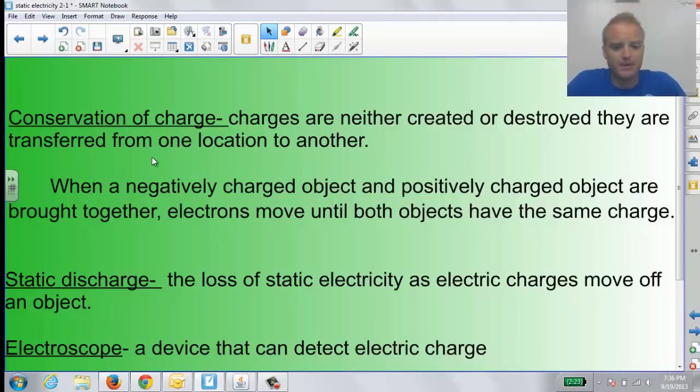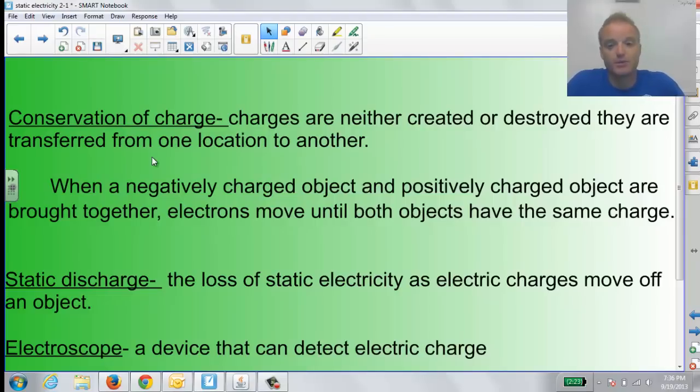Now, what happens here, when a negatively charged object and a positively charged object are brought together, the electrons move until both objects have the same charge. Because that buildup over time gets to be too much and wants to balance out. The charges like to be balanced. And so what happens is we get this static discharge. And a static discharge is the loss of static electricity as electric charges move off an object.